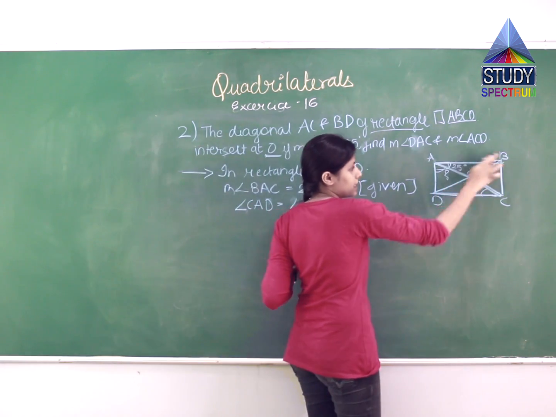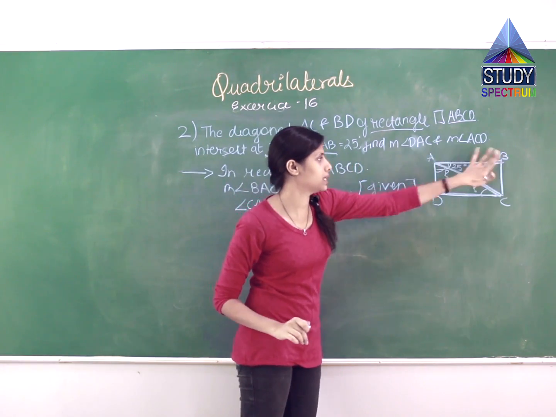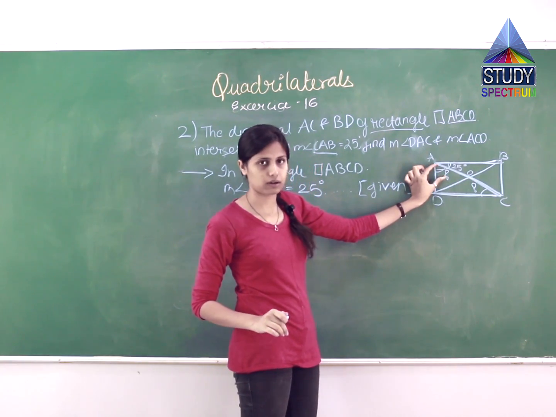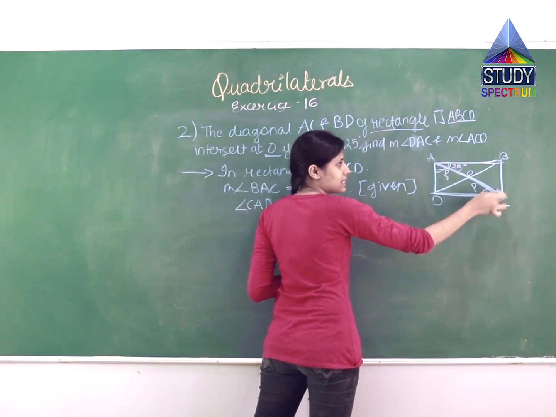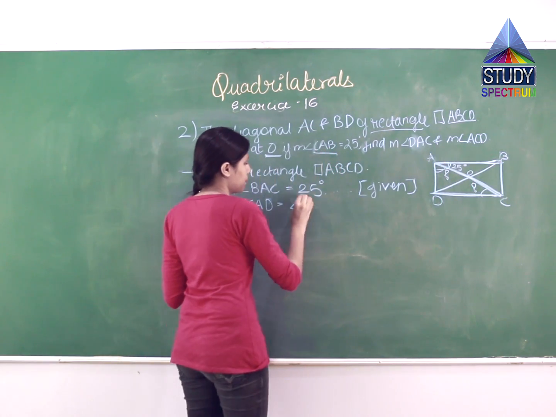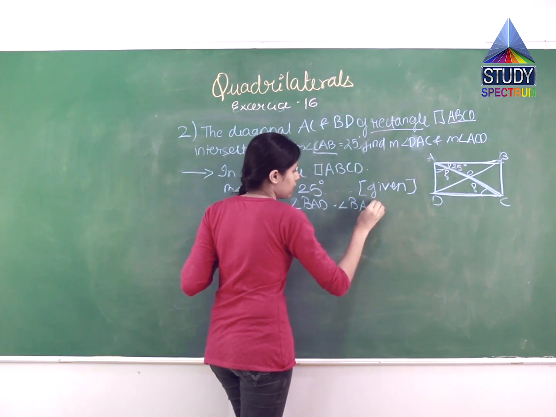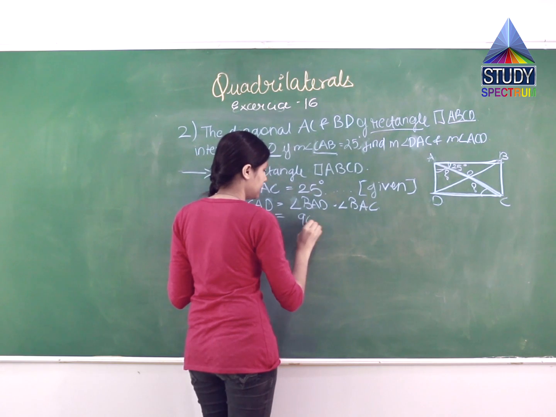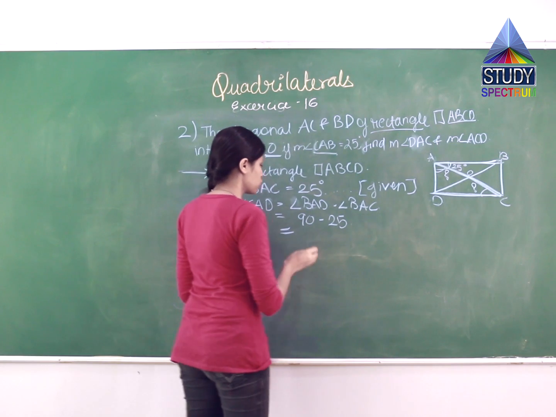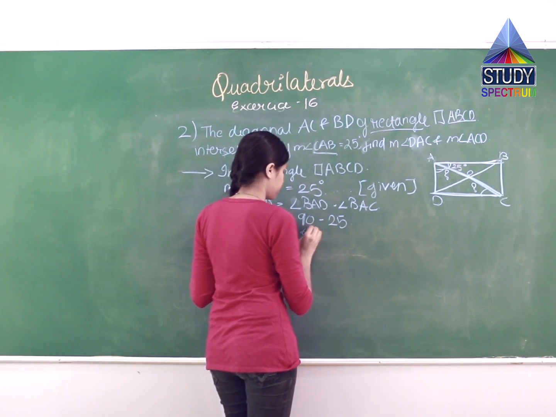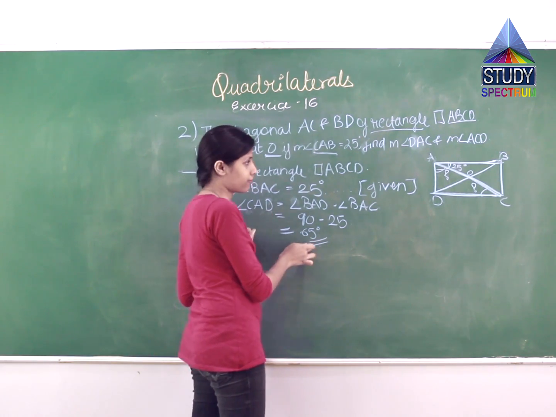angle BAD, because how to find this? We have to do BAD minus BAC. So we will get this angle by subtracting angle BAC from BAD. So angle BAD minus angle BAC, which is 90 minus 25, which comes to 65 degree. So the angle CAD is equal to 65 degree.